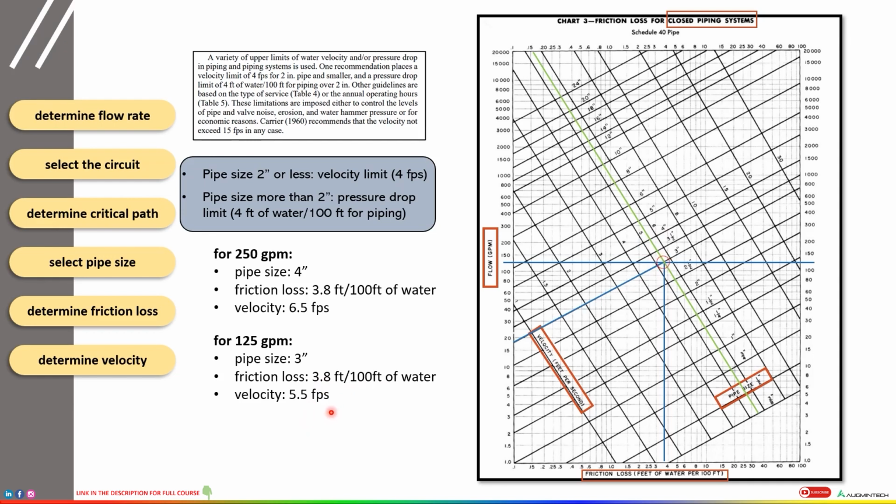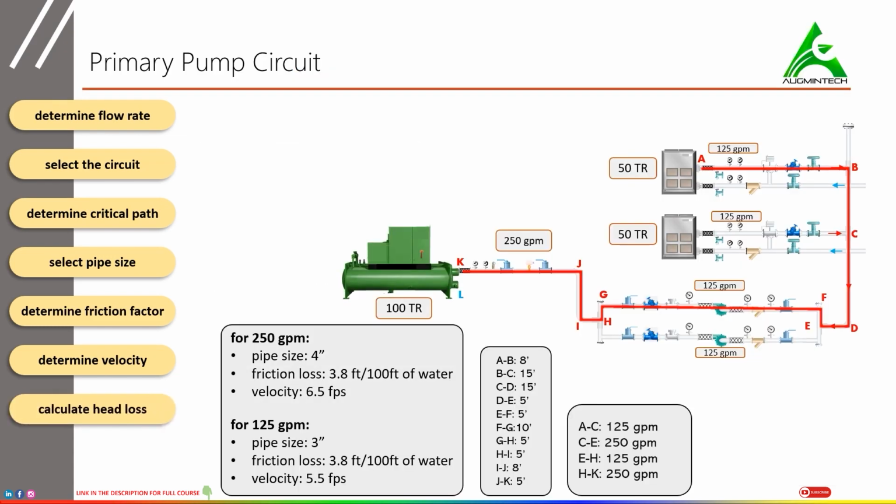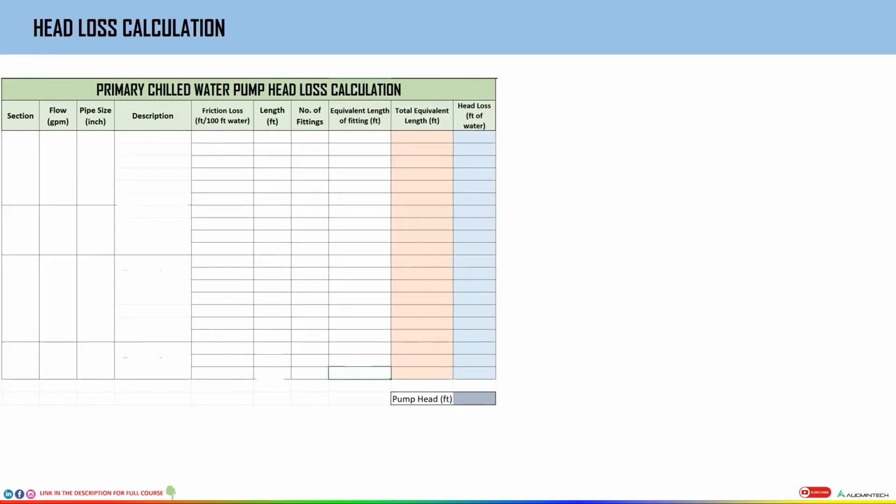So these are all the values that we need to find for each and every section of the pipe in the primary pump circuit. So now moving on. Now we'll calculate the head loss, because we have already determined for 250 GPM the pipe size, friction loss, velocity, same for 125 GPM pipe size, friction loss, velocity, and these values we already had determined earlier. So these are the steps that we have already followed. The next step is to calculate the head loss. So now, head loss calculation.